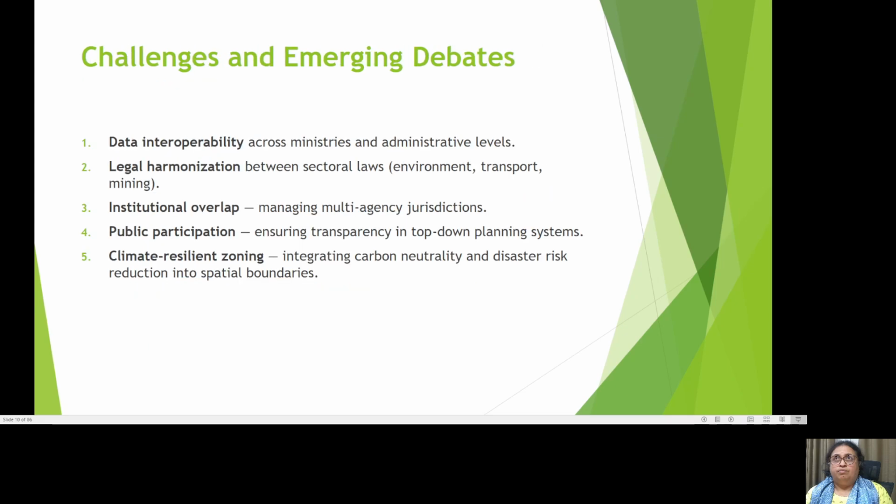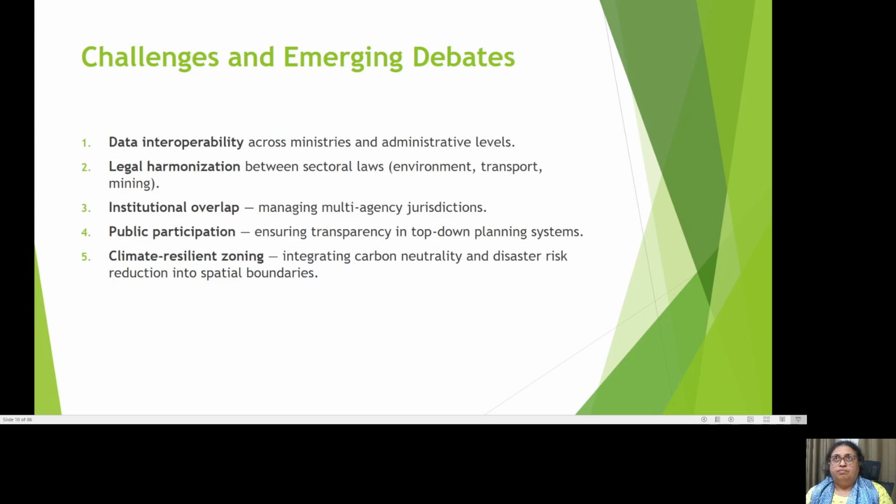Moving on to next. The challenges here come with data interoperability across different ministries and administrative levels, and legal harmonization between sectoral laws like environment ministries, transportation department, PWD, with the other line departments and ministries, mining. They have different laws, and most of the time the laws are not supporting each other, they are not supplementary. Sometimes they are conflicting or contradicting each other's interests. So there is a huge issue we have to look into as a future policy developer.